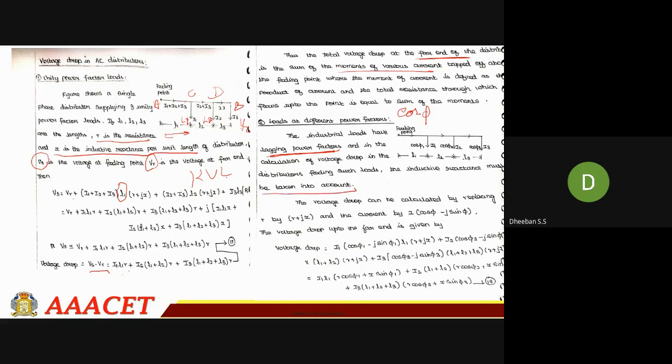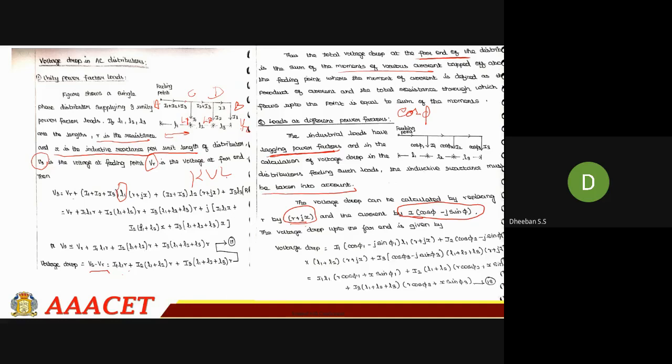That is, you have to take your inductive reactance X. So the voltage drop can be calculated by replacing R by R plus jX. That's what we have done in the previous case also. And here the current I will be replaced by I into cos phi minus j sin phi. Based upon the type of load, you have to consider this current parameter, I cos phi minus j sin phi.